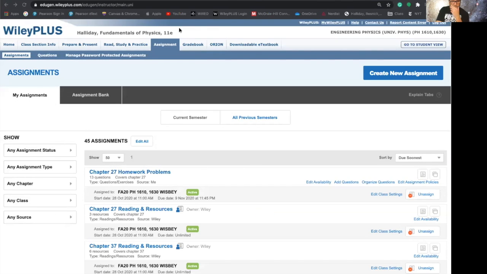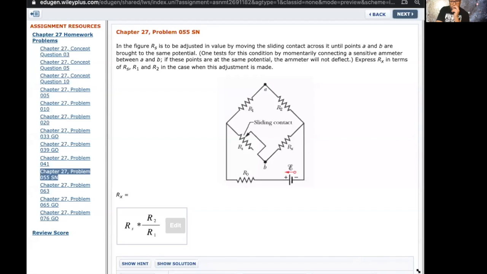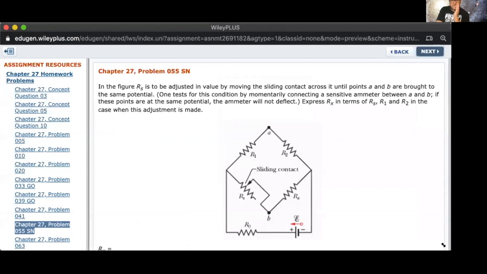Chapter 27 homework problems. Let's go to the last one. Wait, let's look at problem 41. Oh, problem 55 if we have time. All right, we'll do problem 55. Oof, that's a good one. Problem 55. Let's take a look at problem 55. Oh, I put it on the screen. Oh, look at that. Okay. In the figure, RS is to be adjusted in value by moving the sliding contact across it.